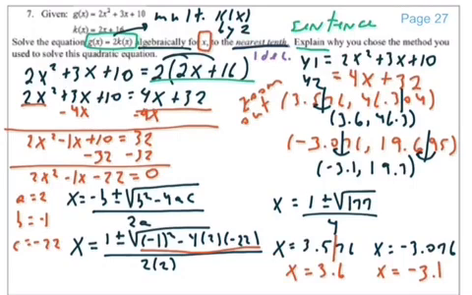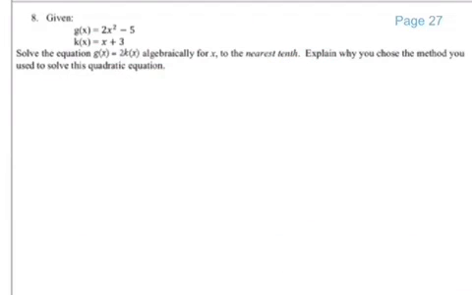for x. Now, in this question, it does, again, tell you to explain or write a sentence why you chose that method. In this case, since I did run out of room, you should have on your paper that you chose to use the quadratic formula since the equation was not factorable. That would give you full credit for your sentence. Take and go on to question number 8 on the bottom of the page.